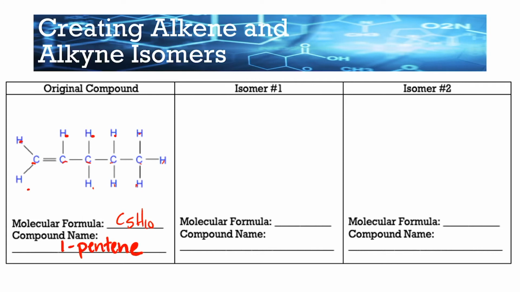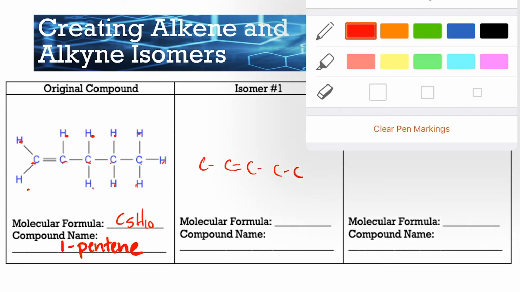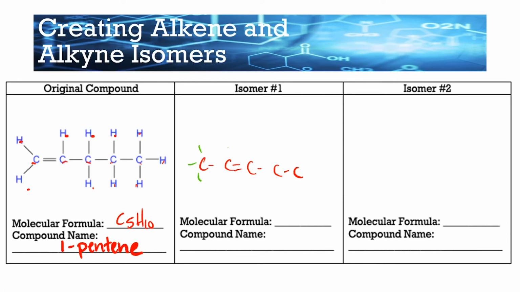So if I drew something like this, 1, 2, 3, 4, 5, and now all of my H's will be green. 1, 2, 3, 4, 5, 6, 7, 8, 9, 10. We still have the formula C5H10, but now this is named 2-pentene because the double bond now starts at carbon number 2. So this is why it's so important that we are naming where these multiple bonds are.